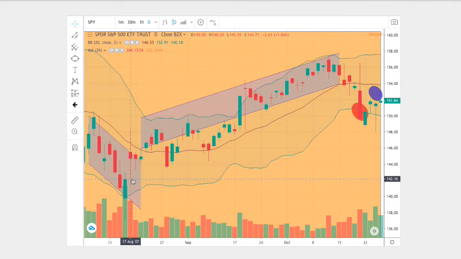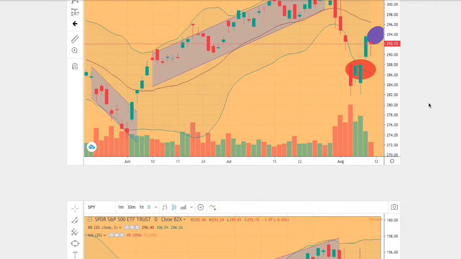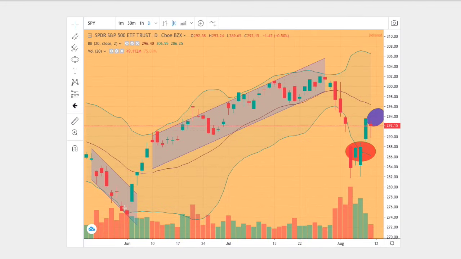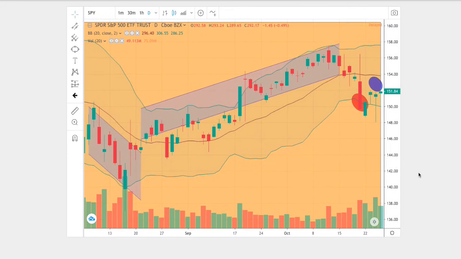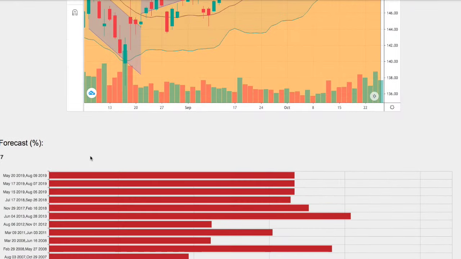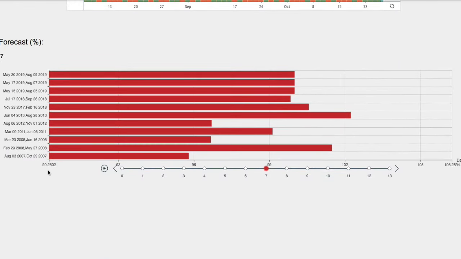So what we have is 1, 2, 3, 4 points, 1, 2, 3, 4 points. So there's reason to believe that the trends and patterns are the same. The outcome and forecasts should be the same as well.